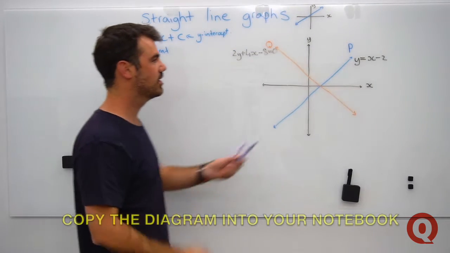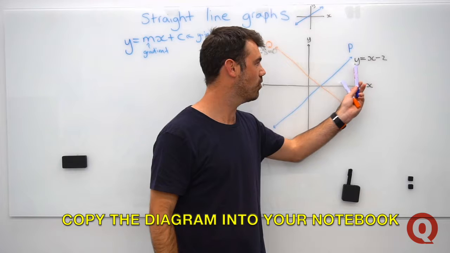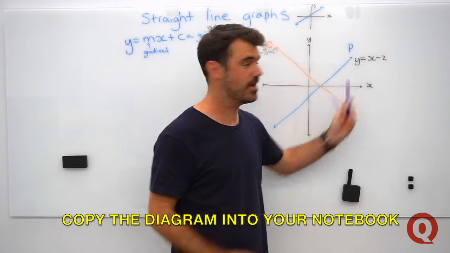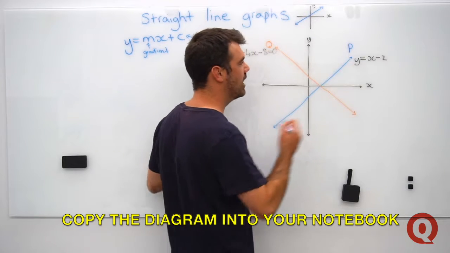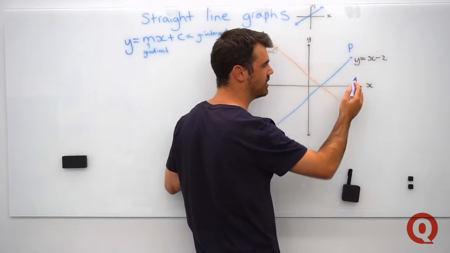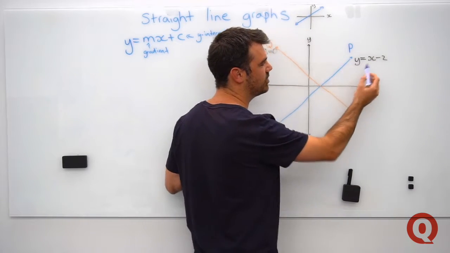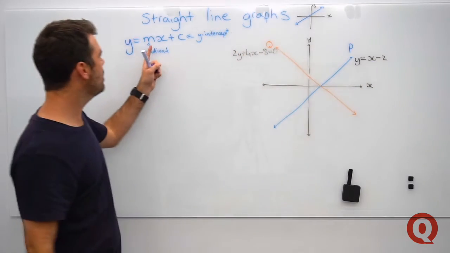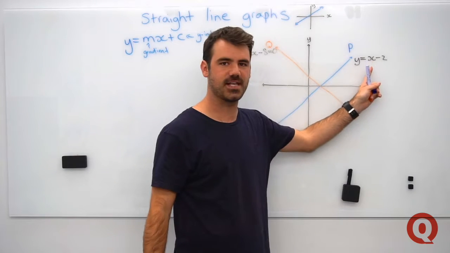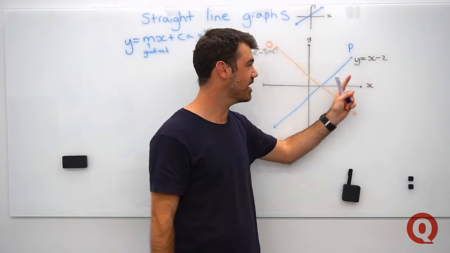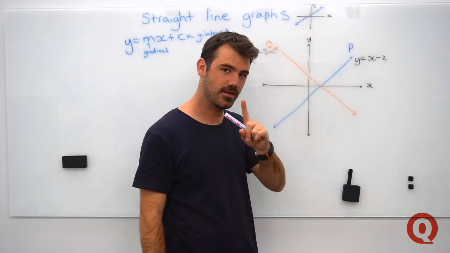Because this is in its pure form of y, in its singular form, there's no coefficient of y, which is very, very important. Otherwise, we'd have to simplify it. So y is equal to x minus 2. The coefficient of my x term is my gradient. So what is the coefficient of this x? It's 1. So the gradient of this graph would be 1.